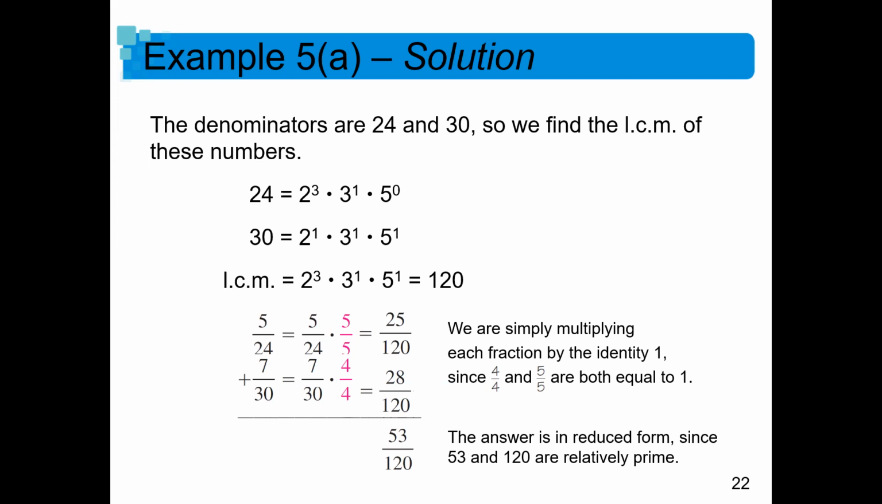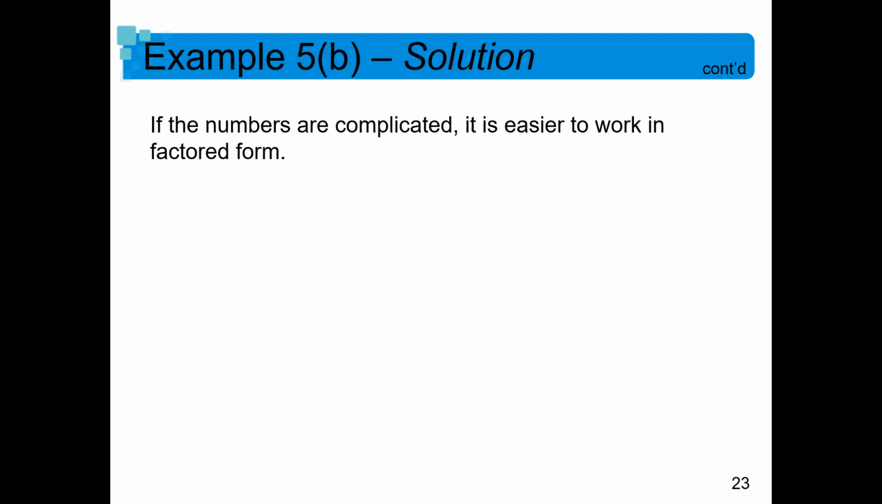So now we have two fractions which are equivalent to the original, except this time both fractions have the same denominators. So what we can do now is simply add the numerators and then copy the denominators. So 25 over 120 plus 28 over 120 gives us 53 over 120.